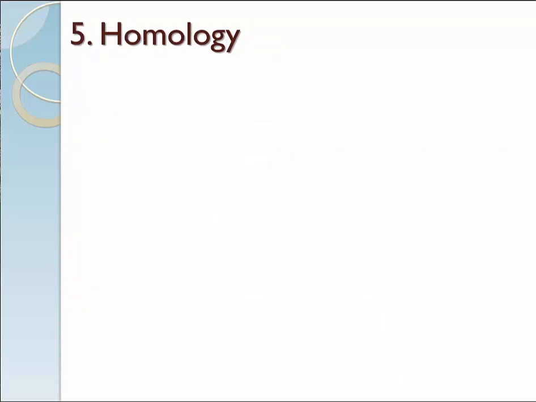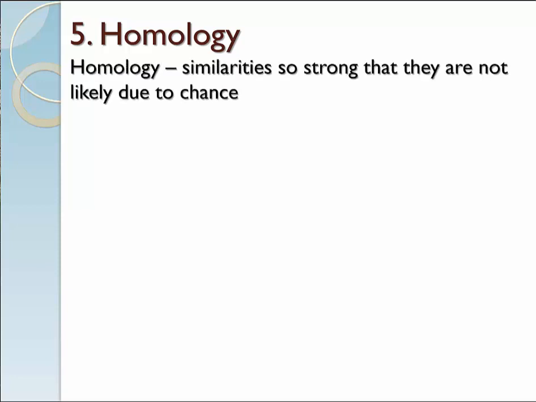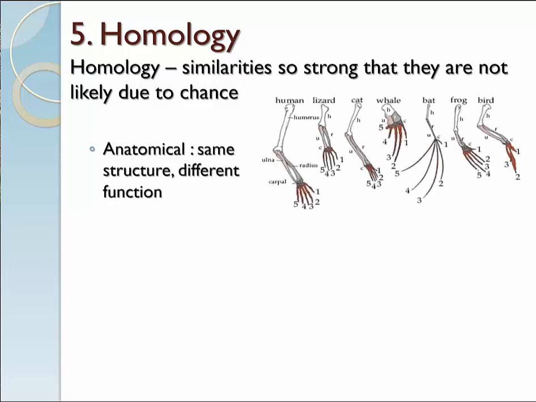And so a big one was homology. This is where you really find the strongest evidence for evolution. A homology is a similarity so strong that it's not likely due to chance. The first one I want to talk about is anatomical, and specifically the forelimbs of various vertebrates.